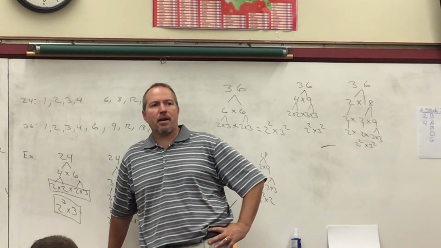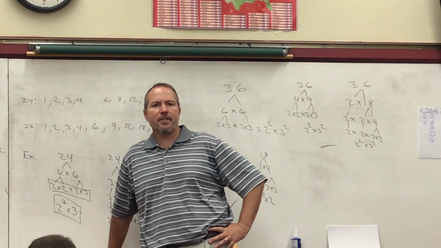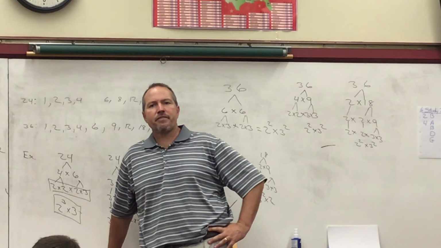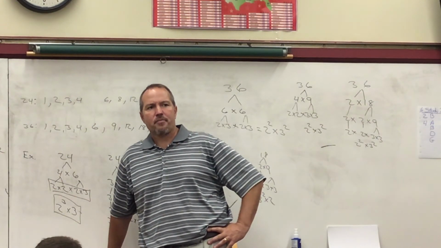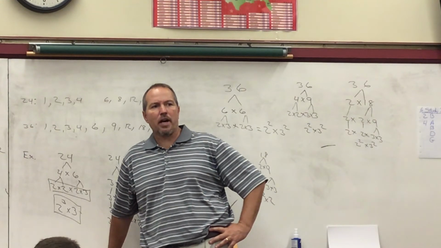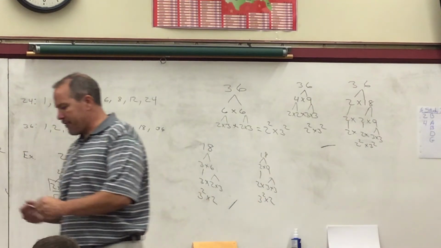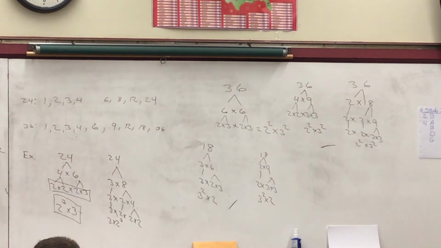Take 51 divided by 2. Does it work out evenly? No. Take 51 divided by 3. Does it work out evenly? Yeah, equals what? 17. So that means that 51 breaks into 3 times 17.